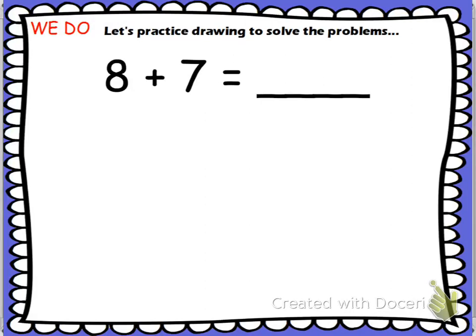Today we're going to be talking about Module 2, Lesson 7. In this lesson, we're going to be talking about being able to make 10 when one addend is 8.